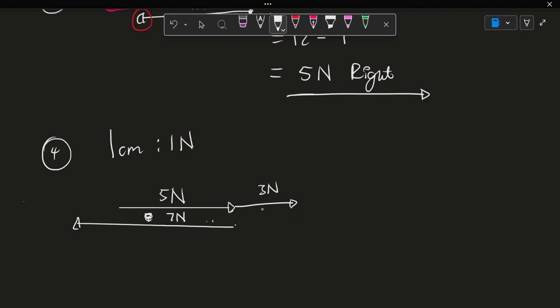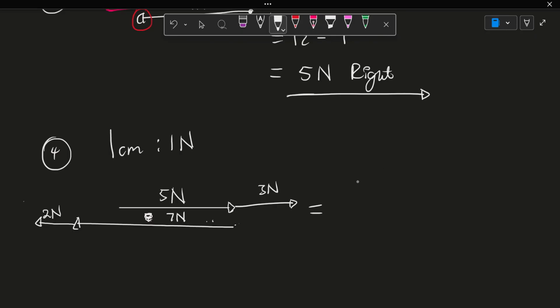Okay, and then we add another. Okay, let's add another 2 Newtons. Okay, and when we are required to determine the resultant vector.